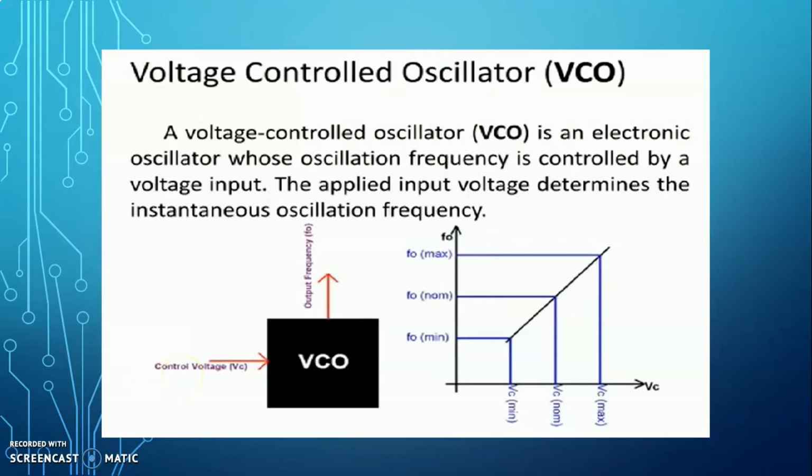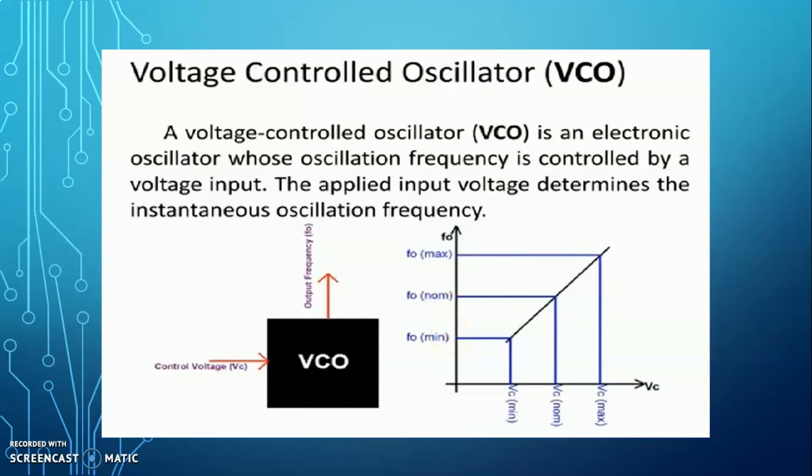In a voltage controlled oscillator, the output frequency is controlled with the help of the control voltage. Hence, the voltage controlled oscillator is also called the voltage to frequency converter. The relationship between the output frequency and control signal is linear. If the control voltage increases, the output frequency also increases. If the control voltage decreases, the output frequency also decreases.